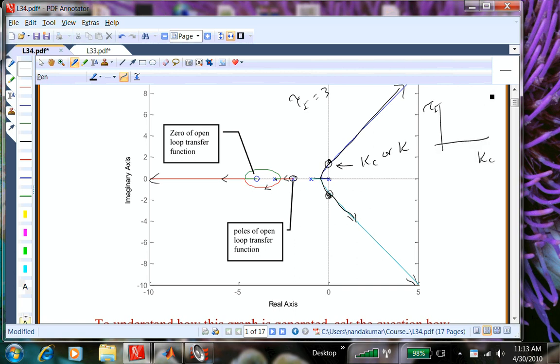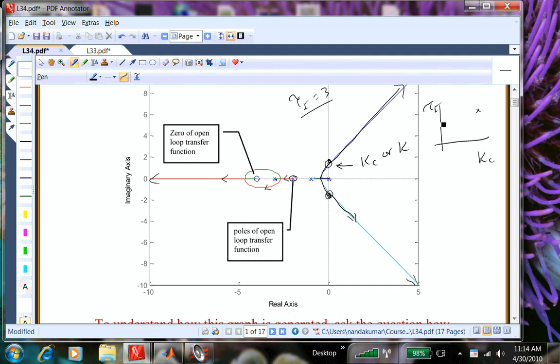Okay? It is just a point. When tau I is equal to 3, Kc is somewhere there, whatever the value that Kc happens to be. Now, I can go back and regenerate this graph by changing tau I. So the graph will look different. I can pick up a new value of Kc, and that Kc could be anywhere.